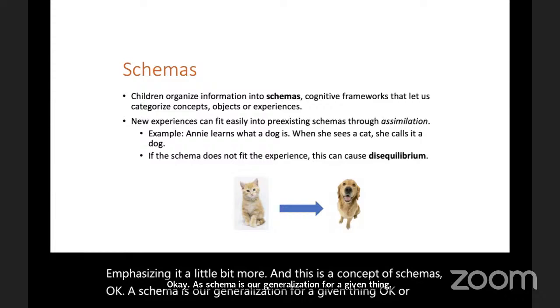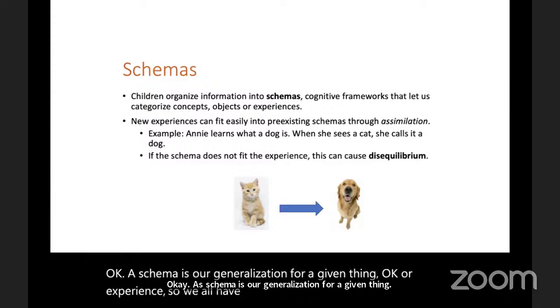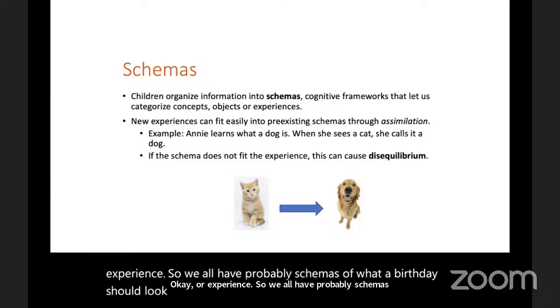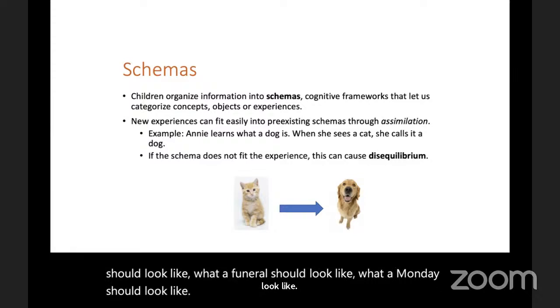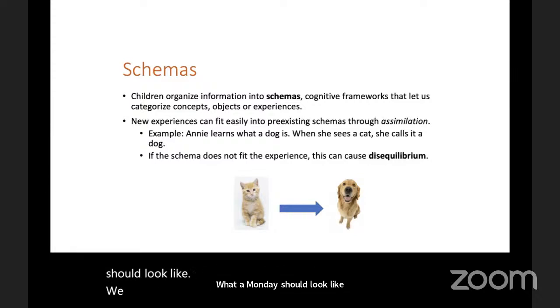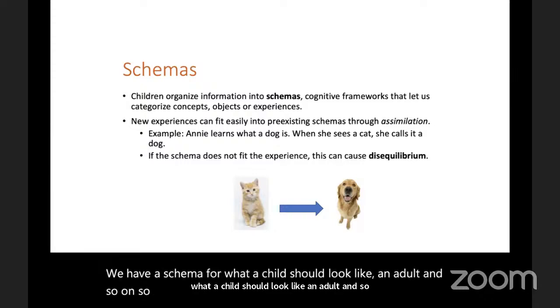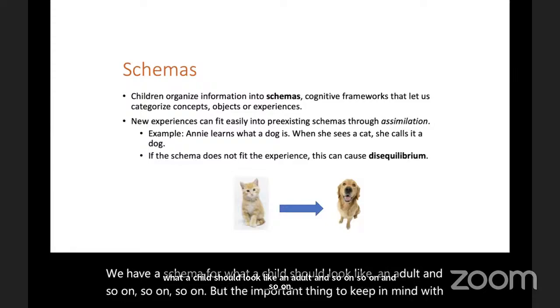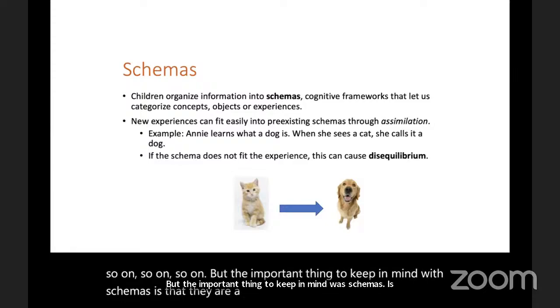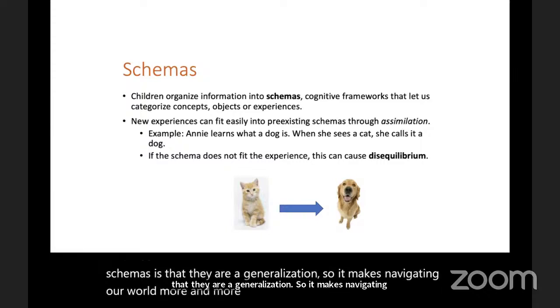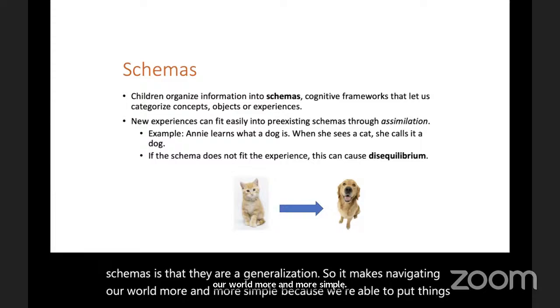So we all probably have schemas of what a birthday should look like, what a funeral should look like, what a Monday should look like. We have a schema for what a child should look like, an adult, and so on. But the important thing to keep in mind with schemas is that they are a generalization. So it makes navigating our world more and more simple because we're able to put things into categories.